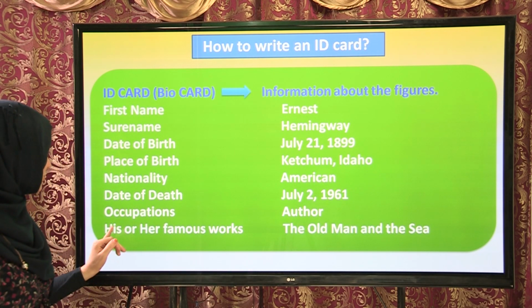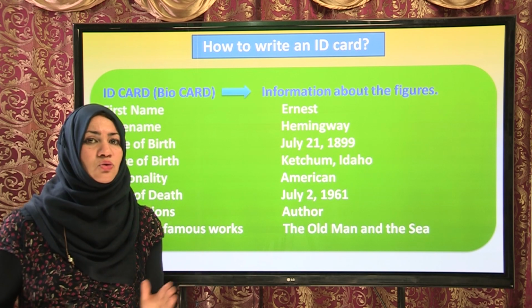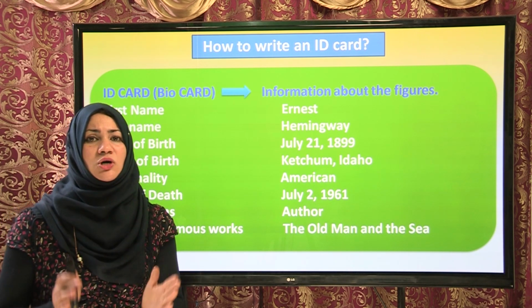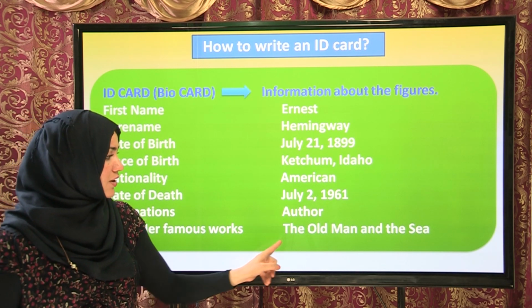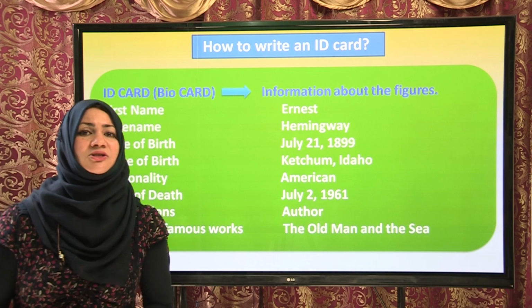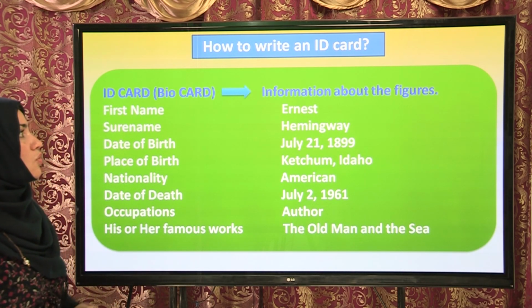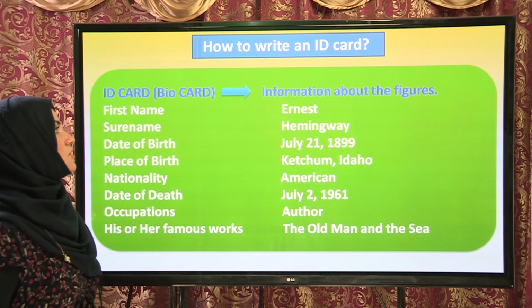Then we move to the last point, his or her famous works. What did he do? What are his important works? Example, according to Ernest Hemingway, The Old Man and the Sea was his famous story. So, with this example, we can do some exercise. Let's move to the next part.